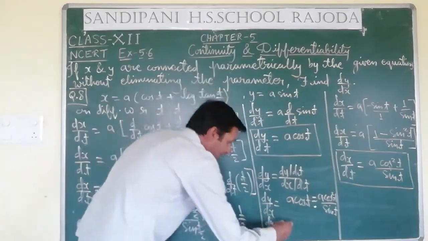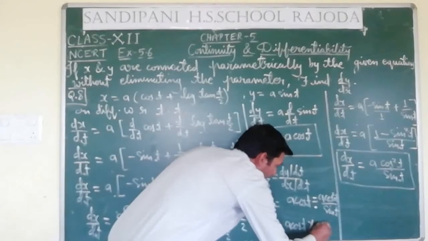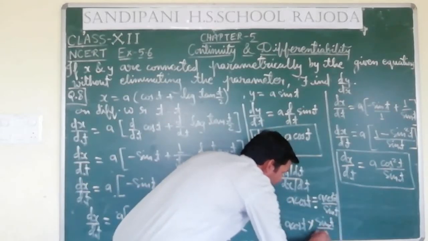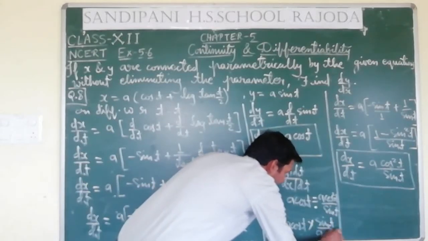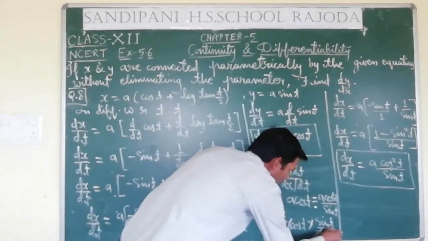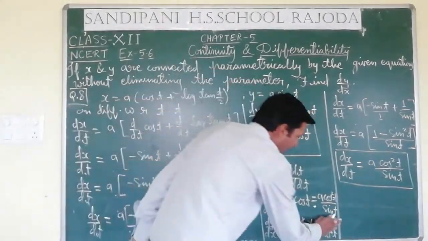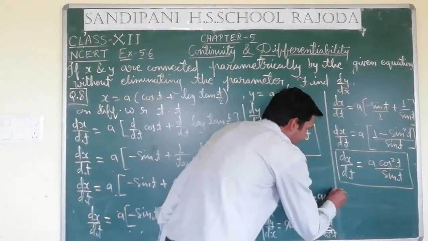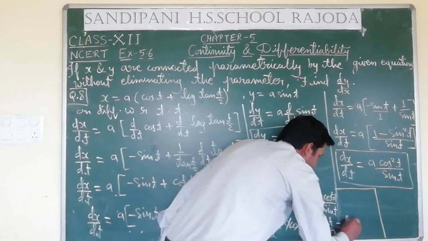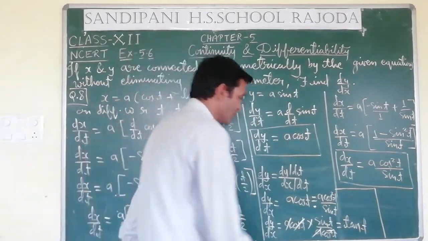So dy by dx is equal to a cos t into what will it become? Sin t upon a cos square t. So this a is cancelled, and this cos square t is cancelled by this cos t. So sin t upon cos t is the remaining form. What can we write it as? We can write it as tan t. So this tan t is the result.